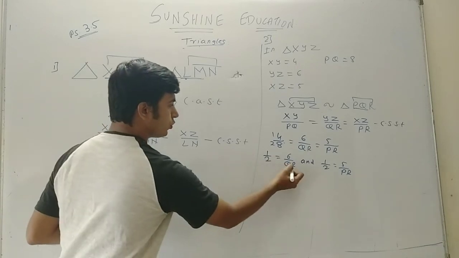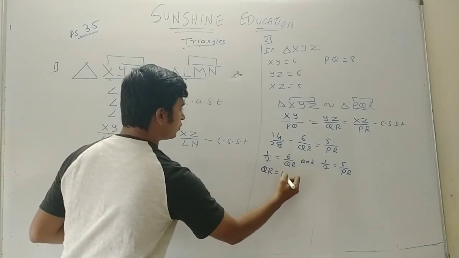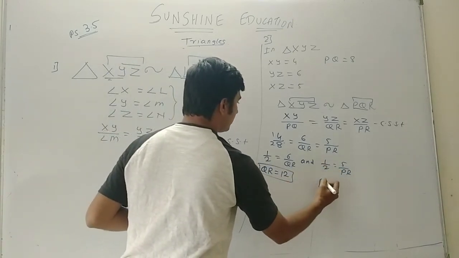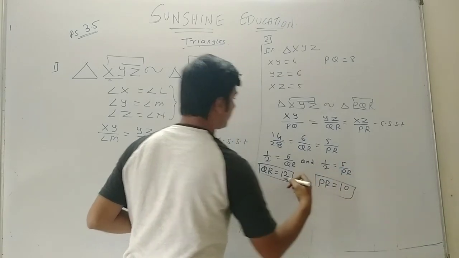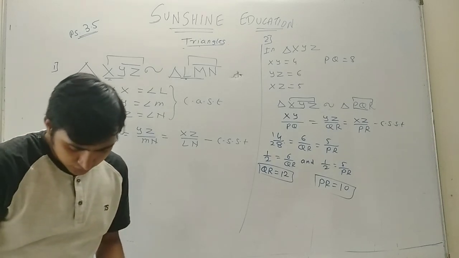So QR will go that side, 2 will go that side, 6 twos are 12, so I have the value of QR as 12. PR will come this side, 2 fives are 10, so I have the remaining sides 12 and 10. Now that's it for the second one.